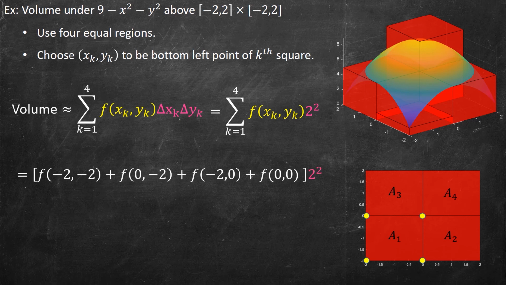I'm going to evaluate this function at the 4 different points. So I'll evaluate the function at minus 2, 0, minus 2, minus 2, 0, 0, 0. Those are the 4 different points, and each of them gets multiplied by this 2 squared. If I just plug those into the function, I get 1 plus 5 plus 5 plus 9 multiplied by 2 squared, and that's going to give me a value of 80. So this is an approximation to the area under this particular surface.